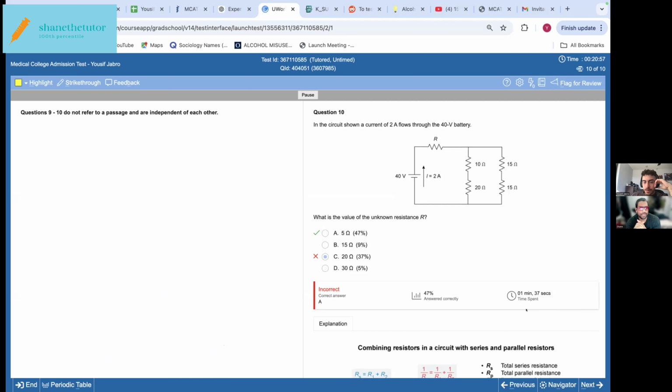In the circuit shown, a current of 2 amps flows through the 40-volt battery. What is the value of the unknown resistance R? Okay, let's see. So when we have a junction, that's how we know that we're splitting something to make them parallel.